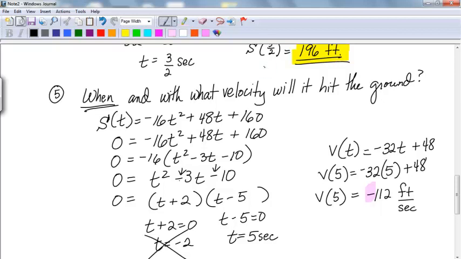Okay, that's a little bit on velocity being the first derivative of distance. Acceleration is the second derivative of distance, and the first derivative of velocity. Okay, now draw a little separator.